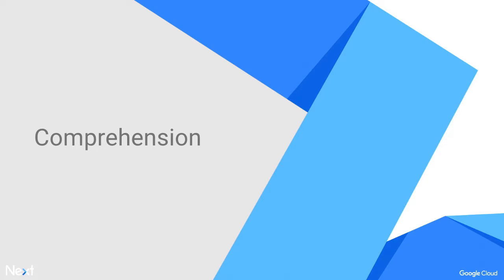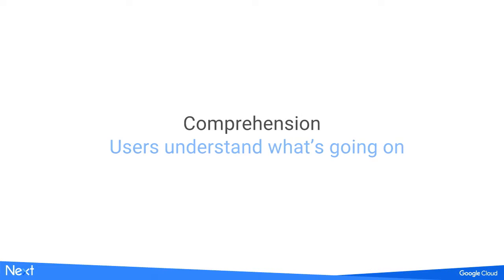So we've set the scene for secure UX. Some of the key components and key considerations are around comprehension. So we're going to talk about comprehension first before we move on to the next stage. So what does comprehension mean? Comprehension ultimately means the users understand what's going on.